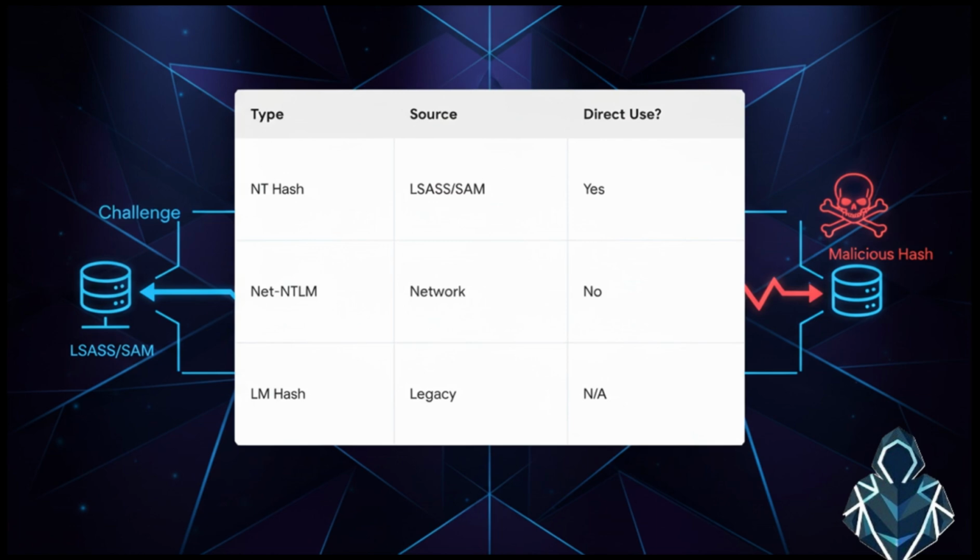right then and there. But if you capture a Net-NTLM v1 or v2 hash over the network, say using local spoofing techniques like LLMNR, you can't pass it directly. A network challenge response hash has to be cracked offline first to reveal the underlying NT hash before you can actually use it for lateral movement.